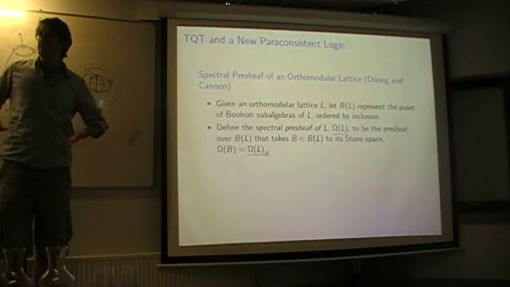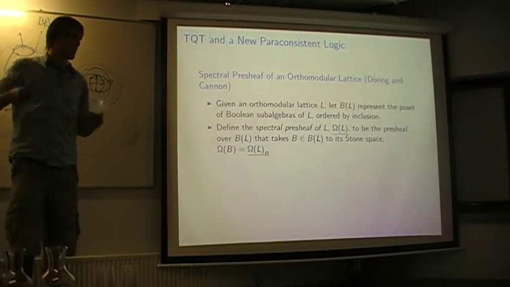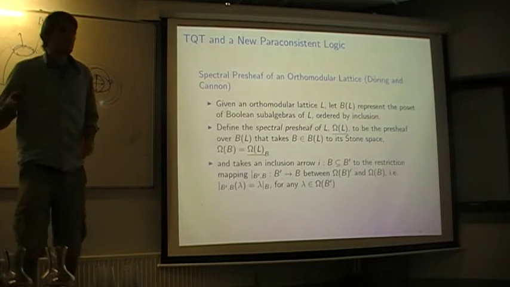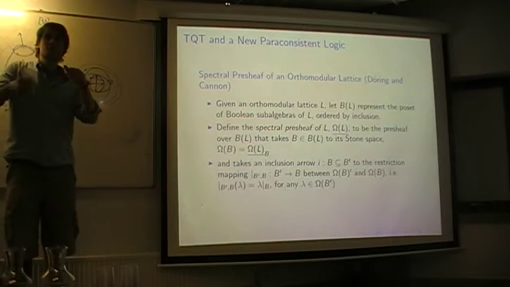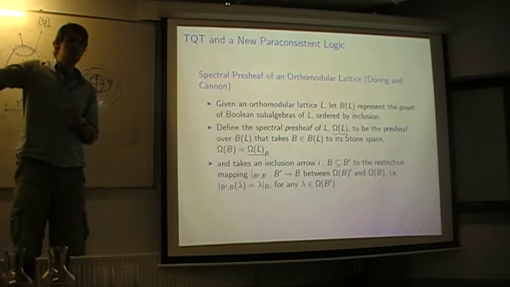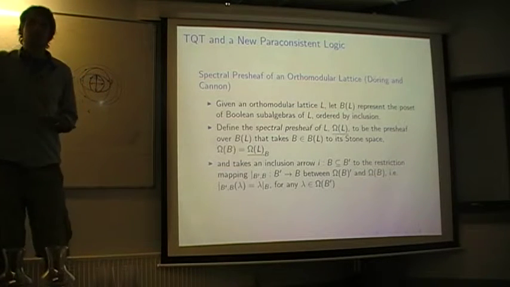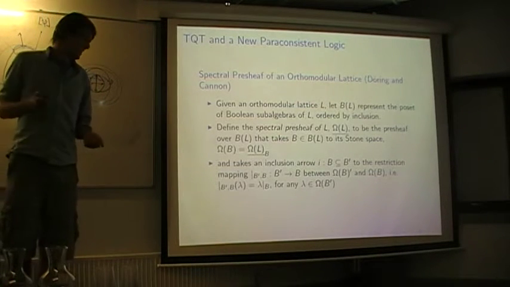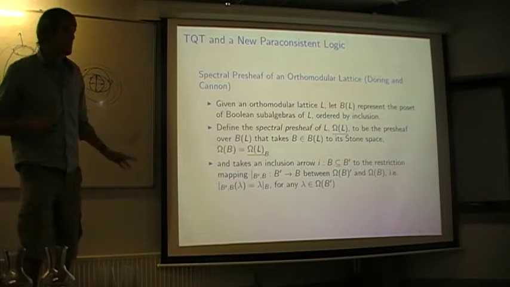So it just takes each Boolean subalgebra and gives you back the Stone space, and then on arrows it just does the usual kind of thing. You have an inclusion arrow between B and B prime, you just flip it around and you get a restriction map between the Stone spaces of B prime and B.